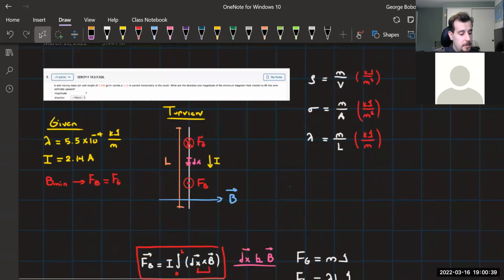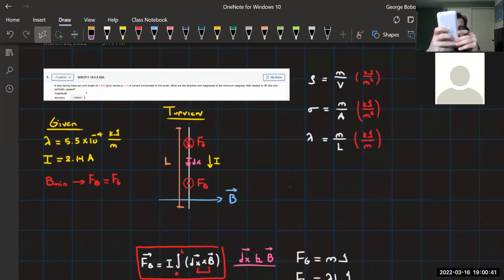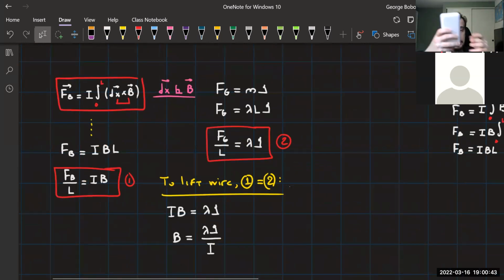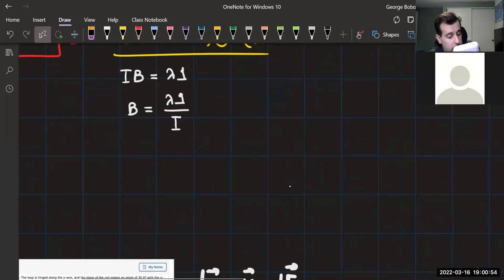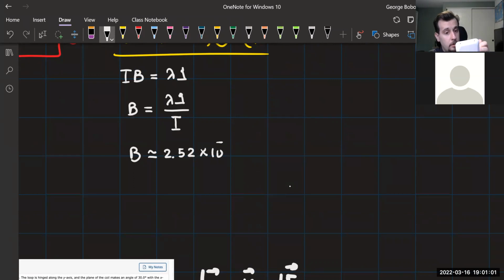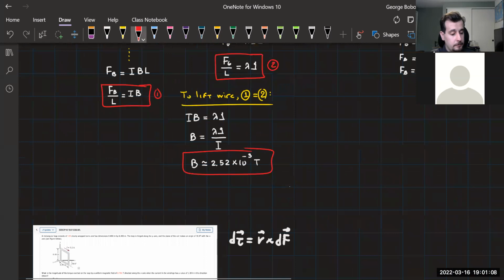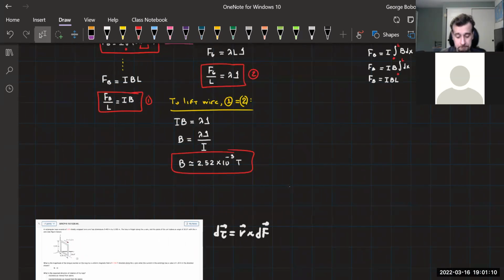All right. And of course I can get the numbers for that, I guess. 5.5 times 10 to the negative 4 times 9.81 divided by the current, which was 2.14. I need here a very small magnetic field to do that. 2.52 times 10 to the negative 3. There you go. Makes sense.